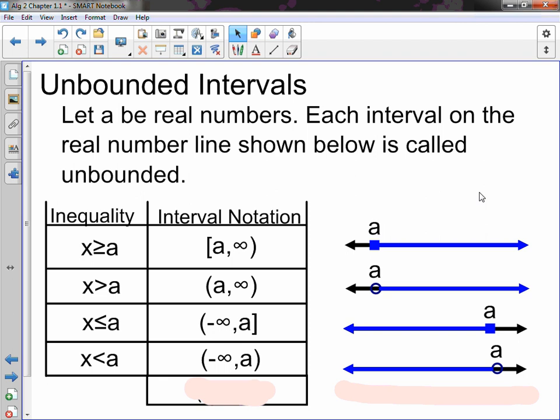So x is less than or equal to a, so we have parentheses negative infinity comma a bracket. And x is less than a, so parentheses negative infinity comma a parentheses. And whenever we write interval notation with these two numbers, the bigger number is always on the right, the smaller number is always on the left.